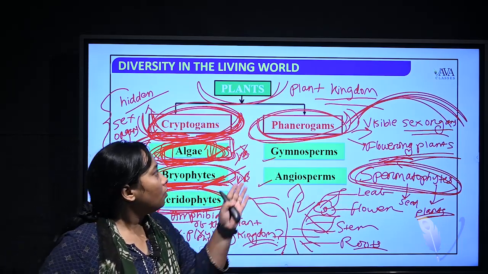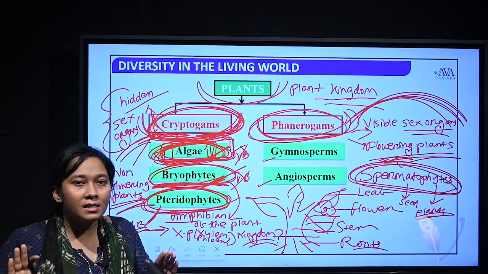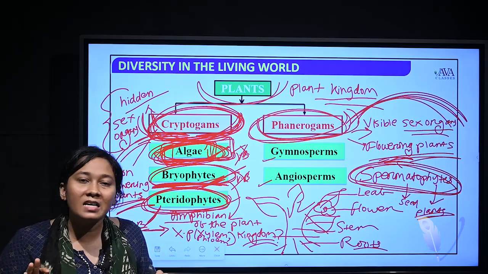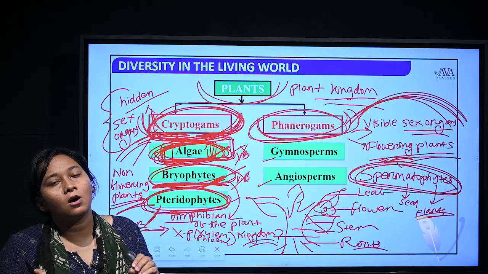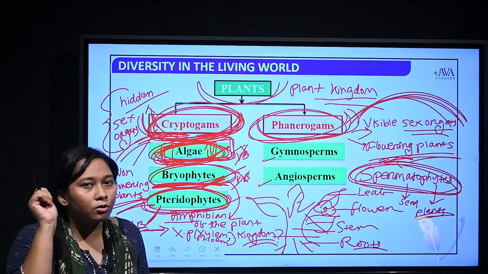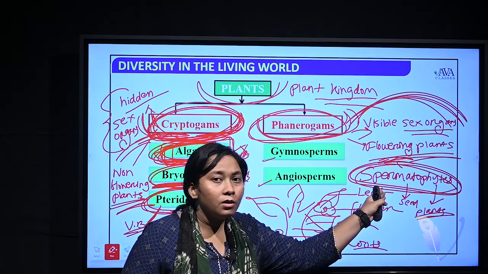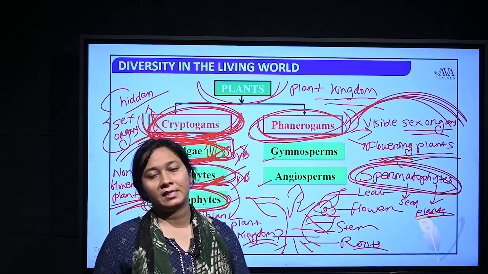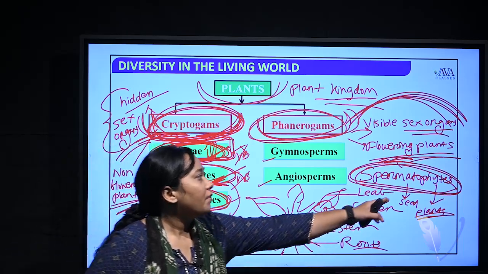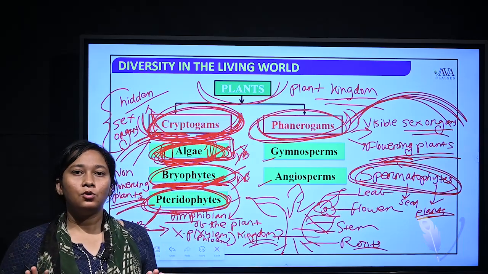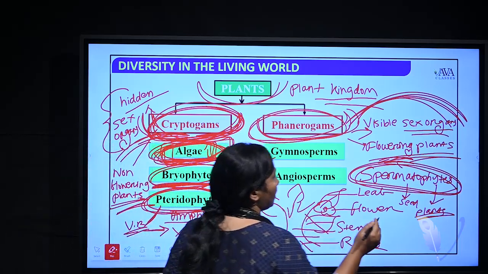These phanerogams are otherwise called the flowering plants. It means flowers are borne on those plants. They have visible sex organs. We can easily study their sex organs or flowers, and they are otherwise called spermatophytes. Sperma means seed, phyte means plants. So those plants are seed bearing plants.